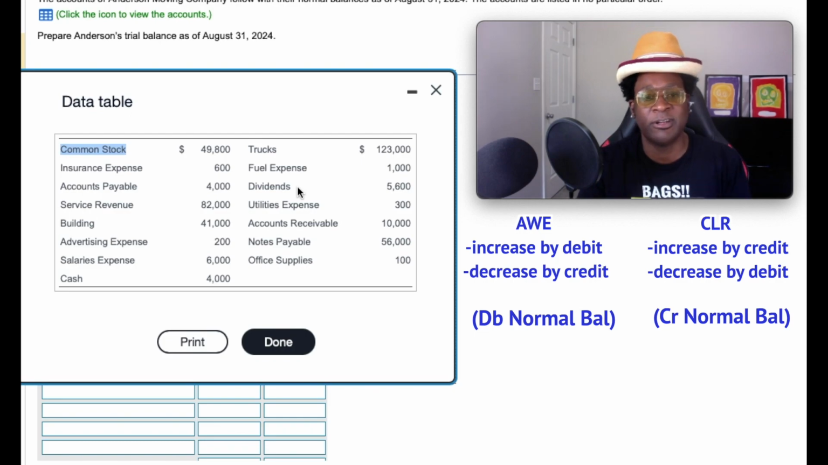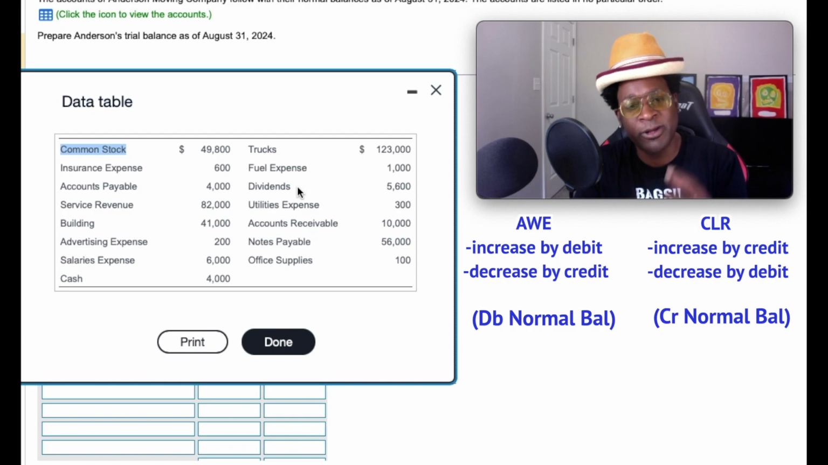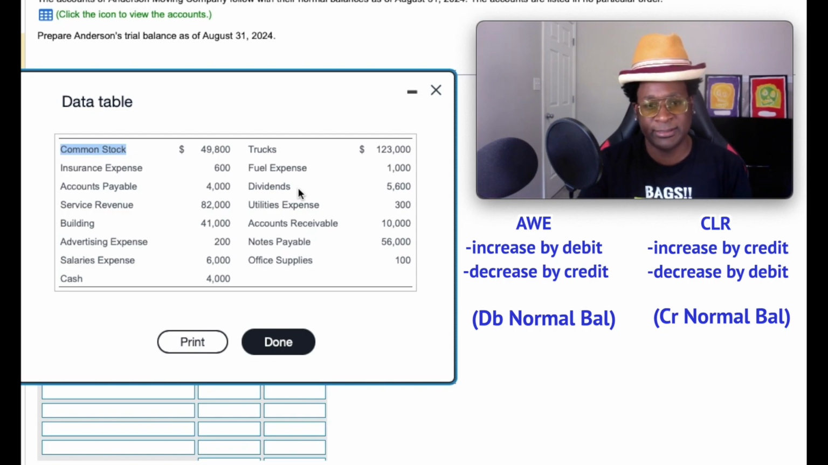So dividends is also known as withdrawals. Therefore, they're in the equity group, which will constitute a debit normal balance. As we already know, expenses have a debit normal balance. Accounts receivable happens to be an asset, debit normal balance.